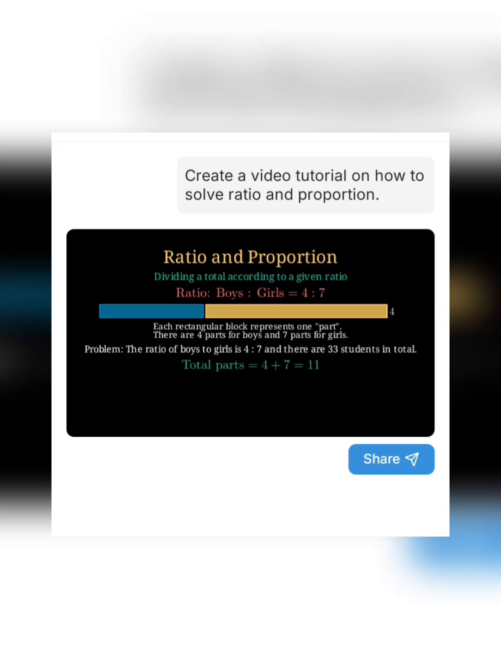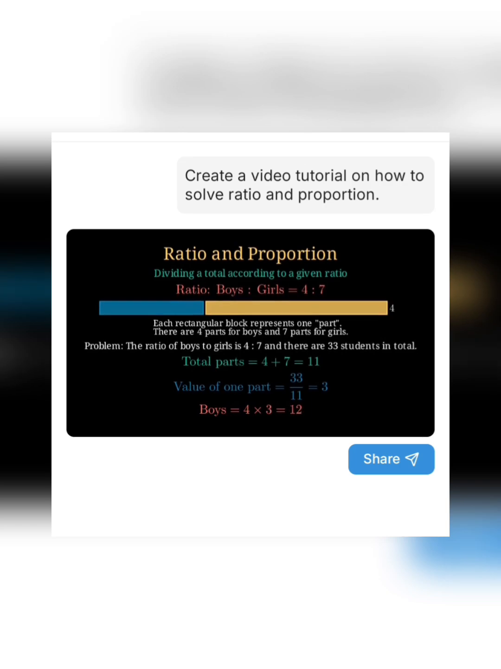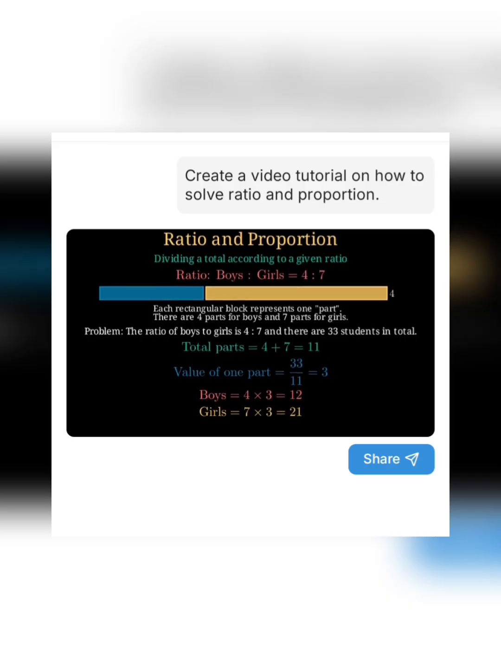Next, determine how many students each part represents. Divide the 33 students by the 11 parts to get 3 students per part. Now multiply the boys' portion of the ratio, which is 4 parts, by 3. 4 times 3 equals 12, so there are 12 boys. Then do the same for the girls. 7 parts times 3 equals 21, so there are 21 girls.